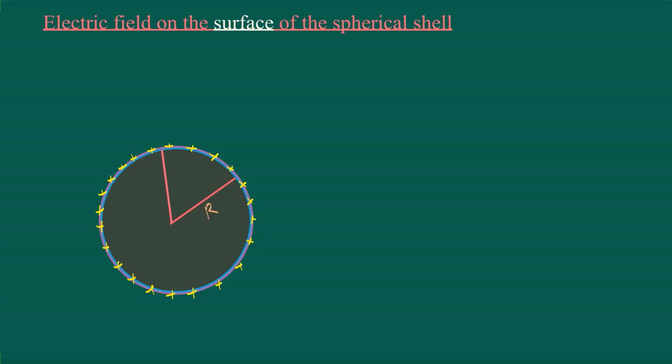Now the second point we can calculate on the surface of the spherical shell. So already we calculated the electric field outside, that is at a distance r. Now we want to calculate it where r becomes equal to capital R, that is on the surface of the spherical conductor. So the electric field equation we can write as 1 by 4 pi epsilon naught into q divided by, now the radius only, so that is capital R squared. So this is the electric field on the surface of the spherical shell.